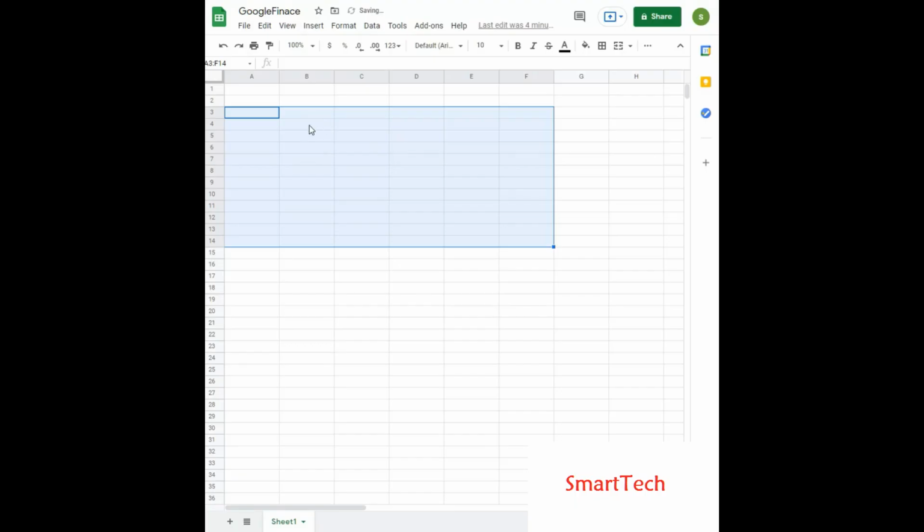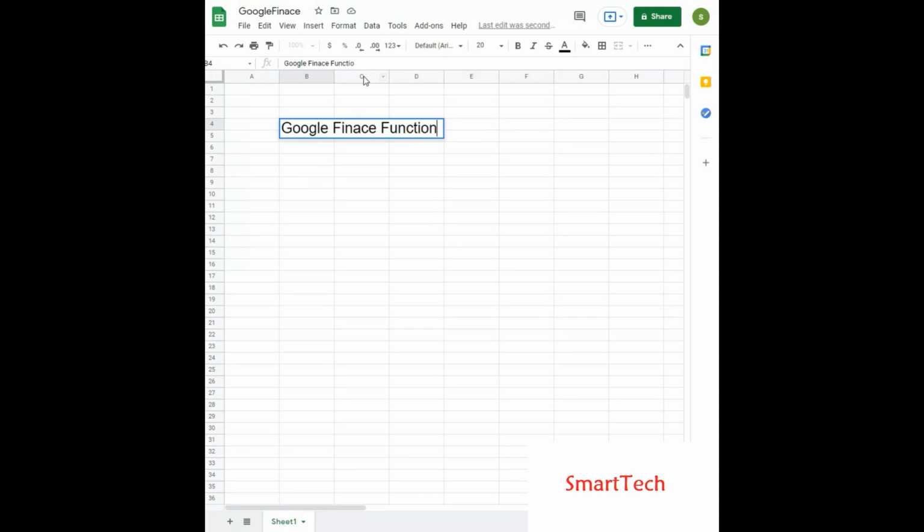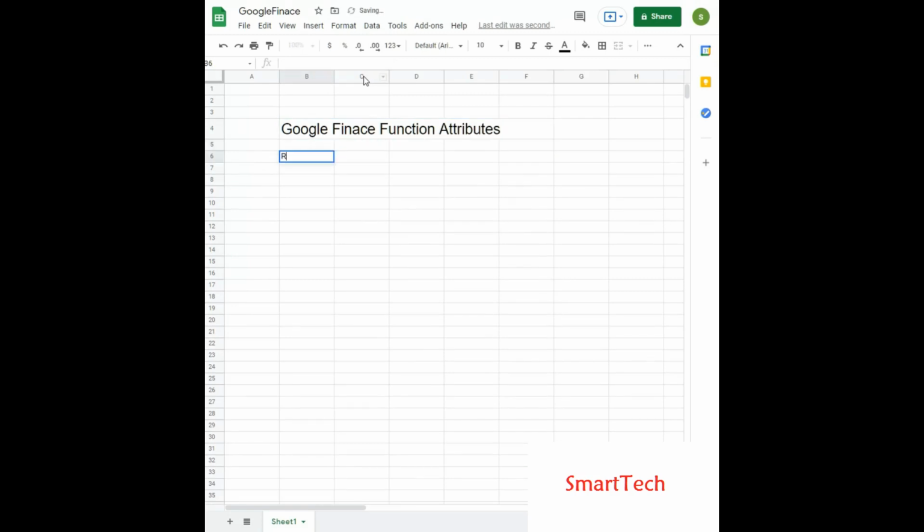So today we are going to discuss the Google Finance function attributes. So let's discuss it. In Google Finance function attributes, we have three main attributes. The first is real-time market data. The second one is mutual fund data. And the third one is historical market data. So let's discuss these in detail.